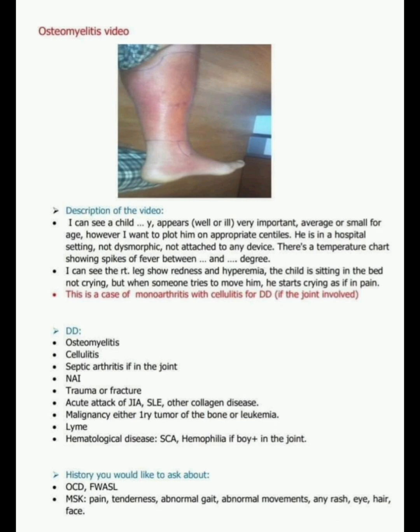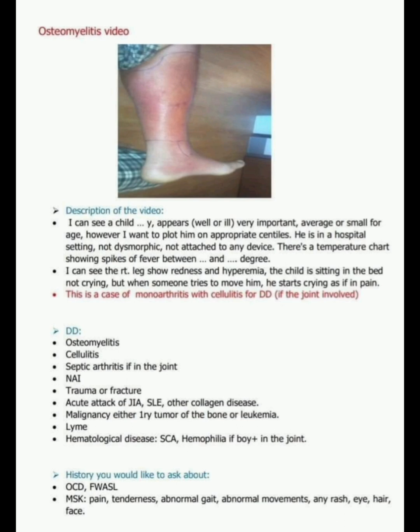There's a temperature chart showing spikes of fever between n-degree. I can see the right leg shows redness and hyperemia. The child is sitting in the bed, not crying, but when someone tries to move him, he starts crying as if in pain. So this is a case of monoarthritis with cellulitis.